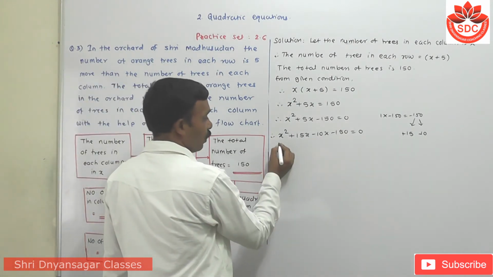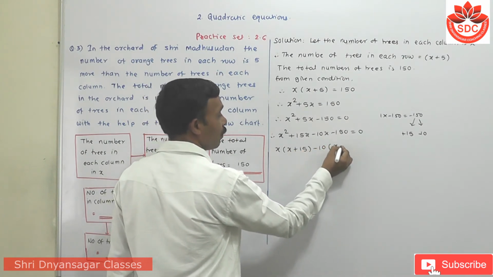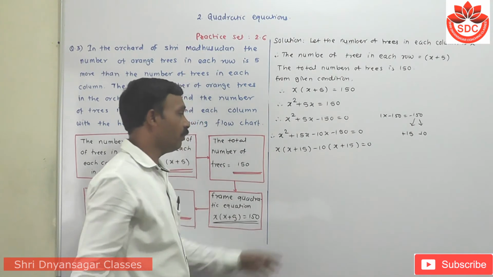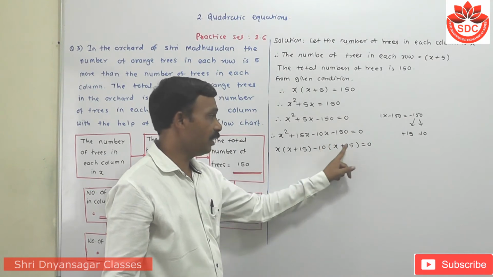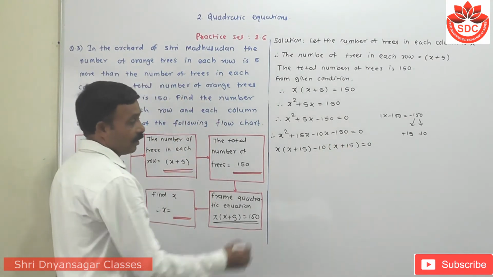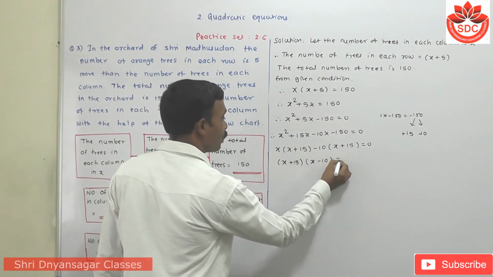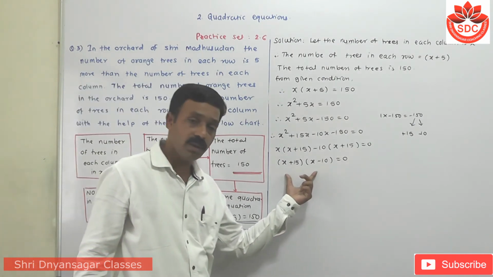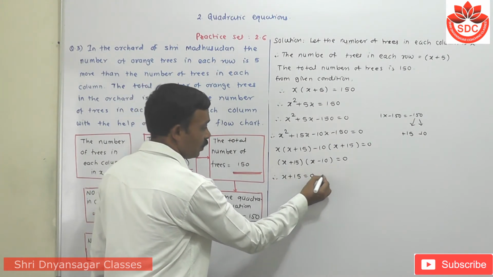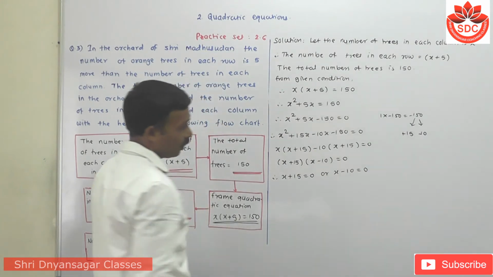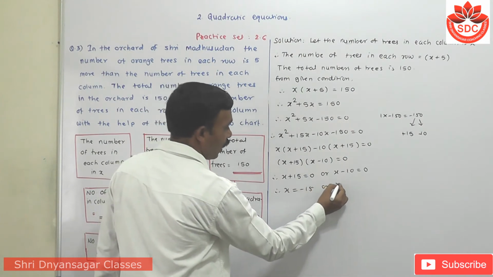Then make a group of two terms. Take x common: x in bracket x plus 15, minus 10 in bracket x plus 15 is equal to 0. Students, when we multiply this by minus 10, we get minus 10x and minus 10 into 15 is minus 150. Then take common bracket x plus 15, and the other bracket x minus 10.